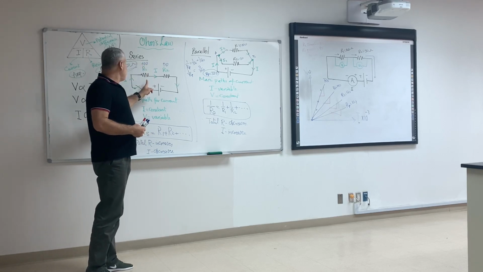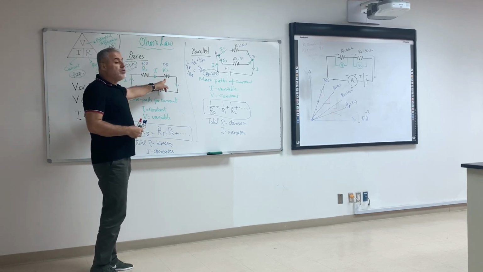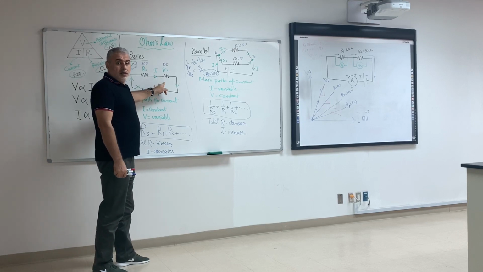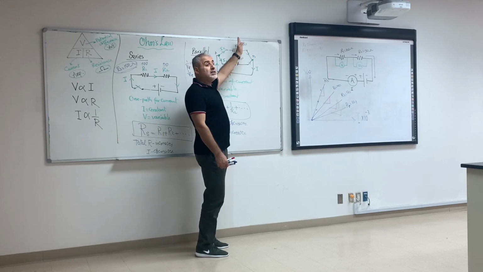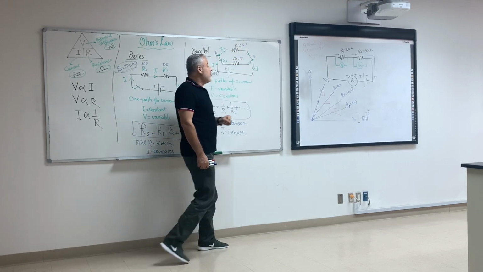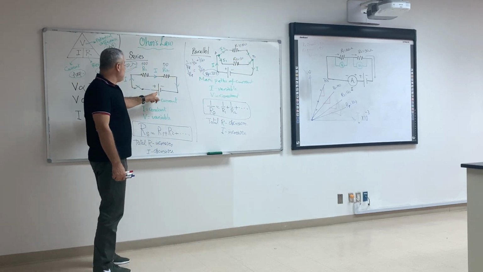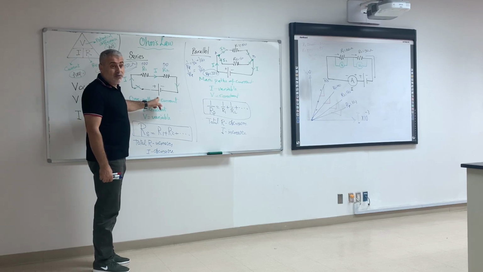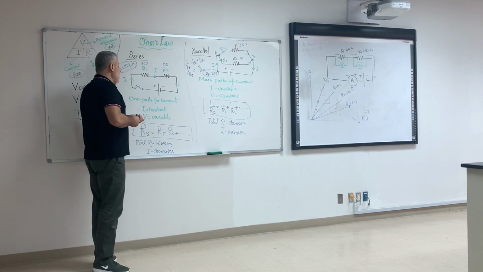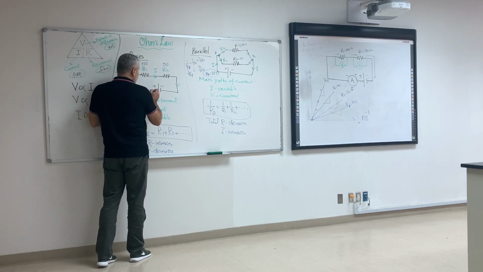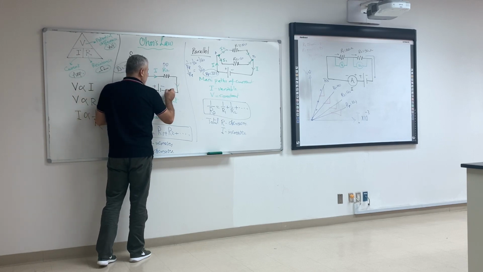In series, we have two resistors connected beside each other, just like this one. Here we have two resistors connected above each other. Now, this stands for a battery or power source. If we close the switch, the current will flow from the positive terminal of the battery toward the negative.